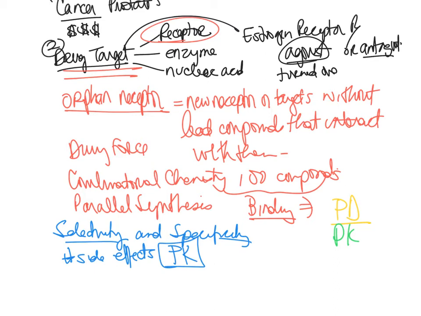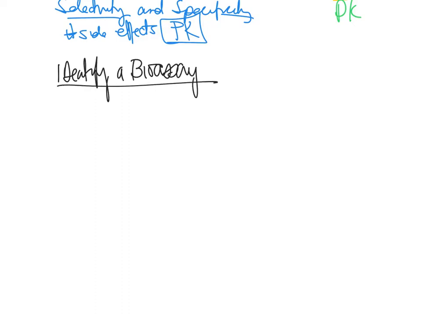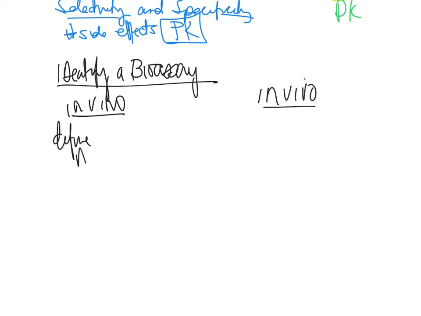Now we're going to go to identify a bioassay. You have two types: in vitro and in vivo. I want you to be able to define these and talk about the advantages and disadvantages. So in vitro, what is that? That's usually isolated cells.